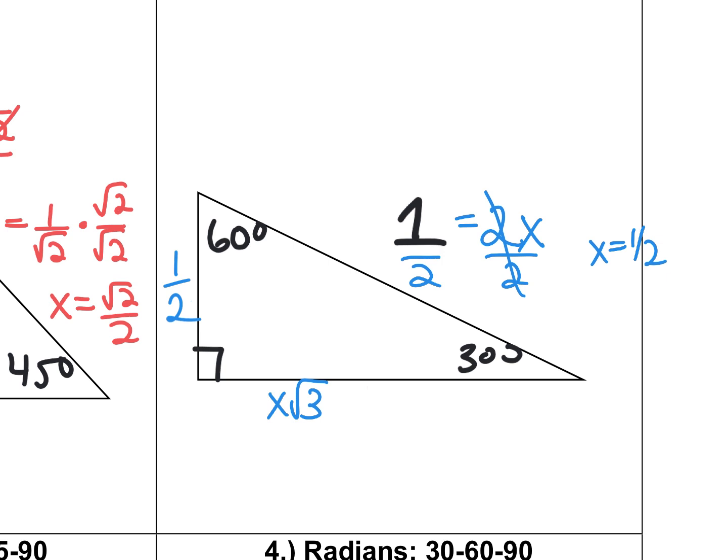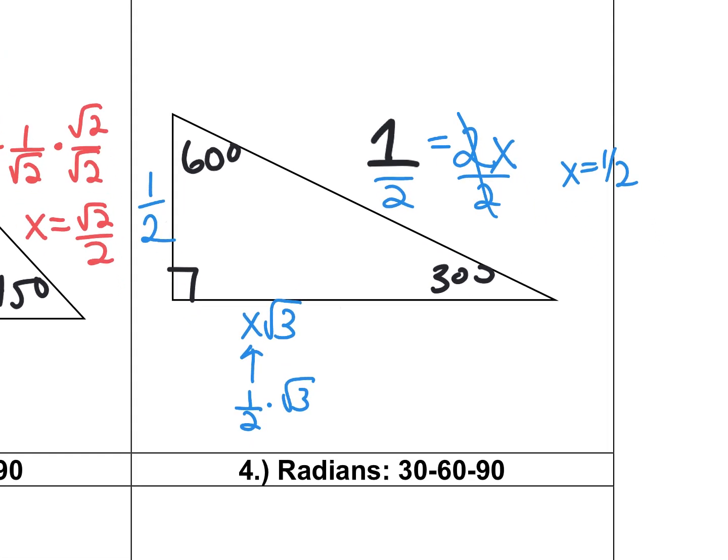Okay, then we have to take what we know about x and fill it in. So this is like 1/2 times the square root of 3. And when we multiply fractions, you just multiply straight across the top, straight across the bottom. So 1 times the square root of 3, that's the square root of 3. 2 times 1, that's 2. So this side right here is square root of 3 over 2.